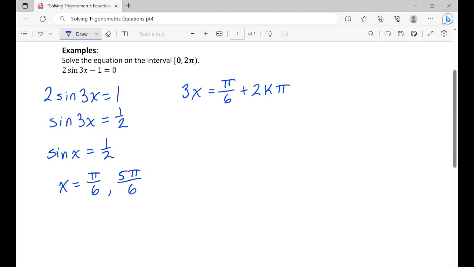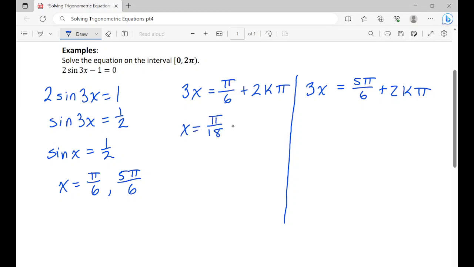But I'm also going to do the same thing for 5 pi over 6. So 3x equals 5 pi over 6 plus 2k pi. Now here are these two. Now I'm going to solve for x on each one. So I'm going to start off with this. I'm going to divide both sides by 3. And I'm going to end up with x equals pi over 18 plus 2k pi divided by 3. So I now know what x is, and now I'm going to do the same thing here, divide by 3. x equals 5 pi over 18 plus 2k pi over 3.